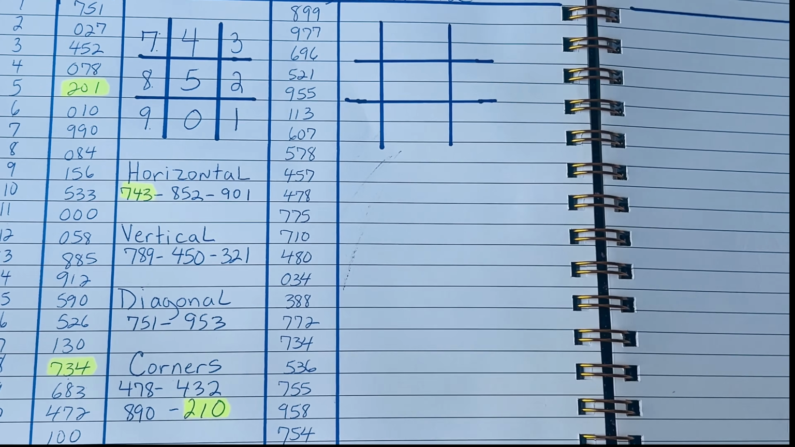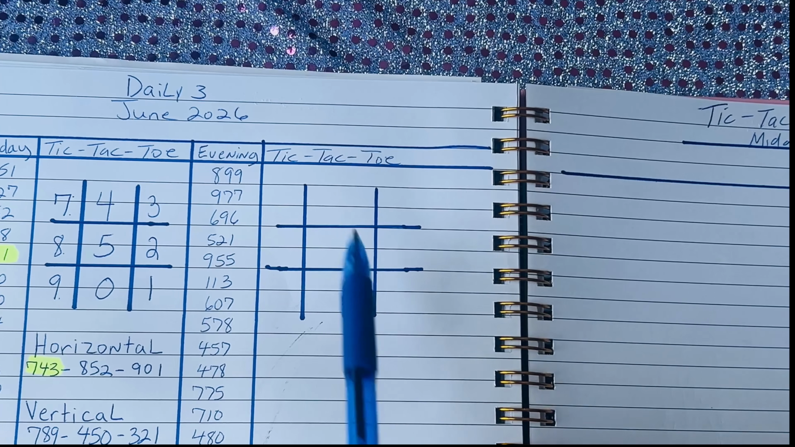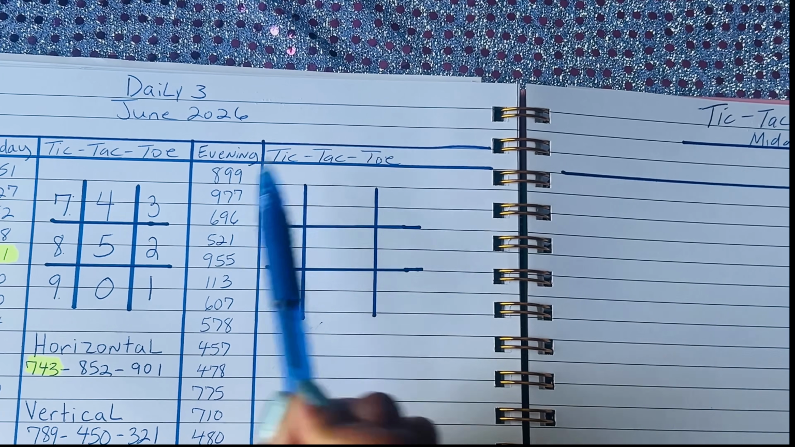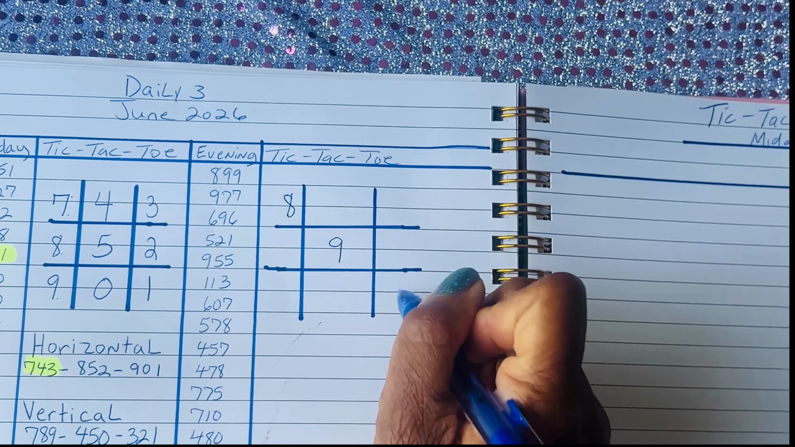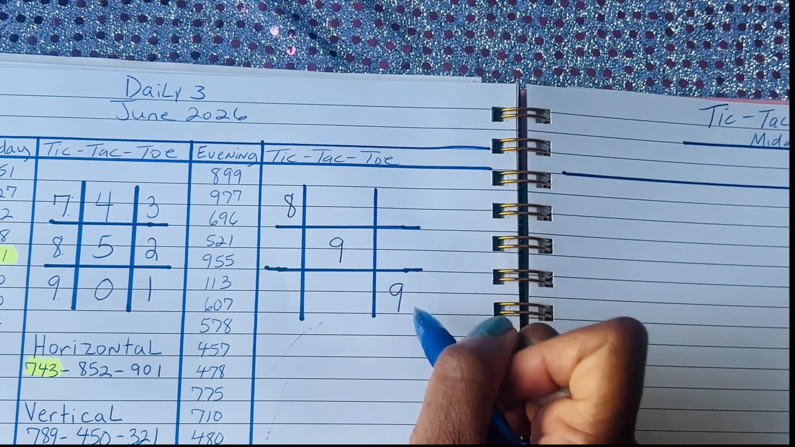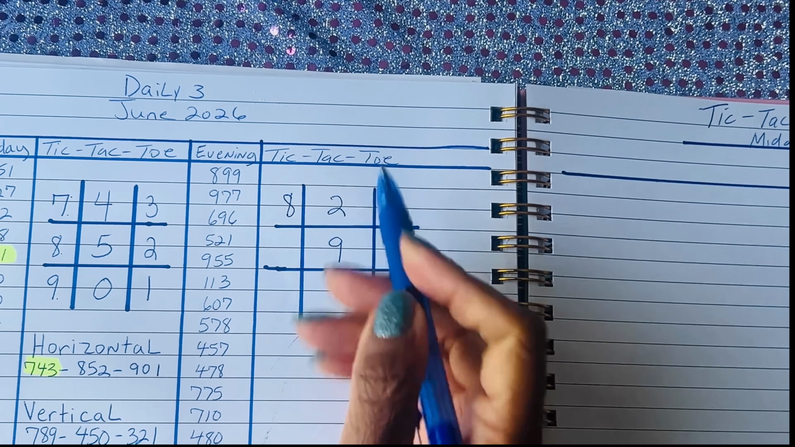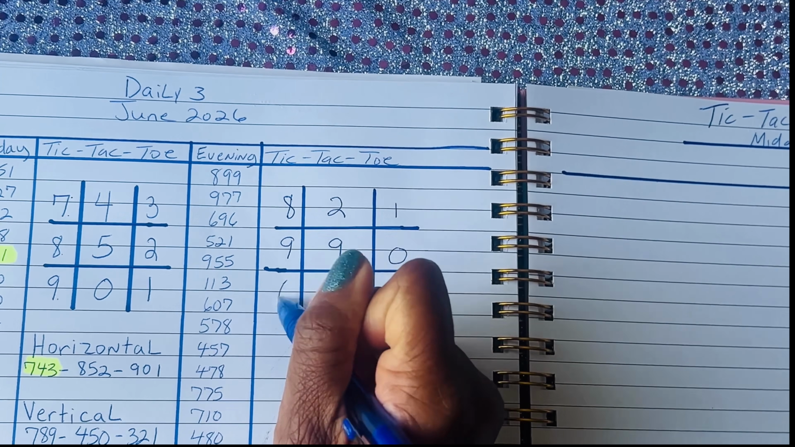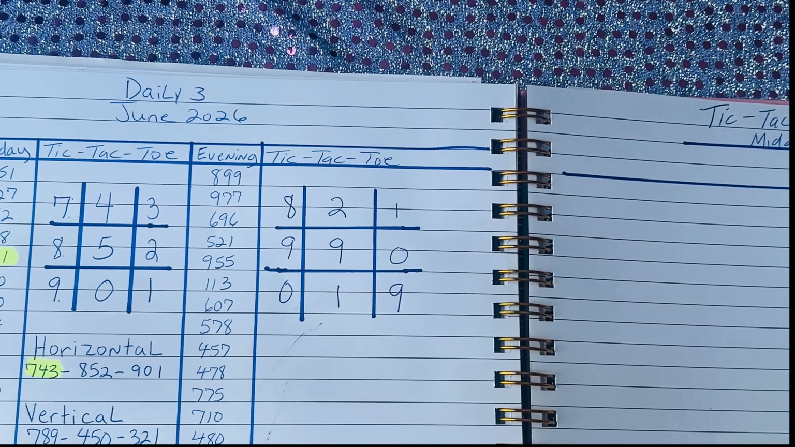Let's go to the evening section and do the tic-tac-toe grid for that. I'm going to use the first of the month, winning number 899, and put it in the grid. And then I'm going to count up from the 9. Next number is 10, put the 0, drop the 1. Then count up 1, 2. Then start at the 8, go up to 9, 10, put the 0, drop the 1. Next space, count up from 0 to 1.